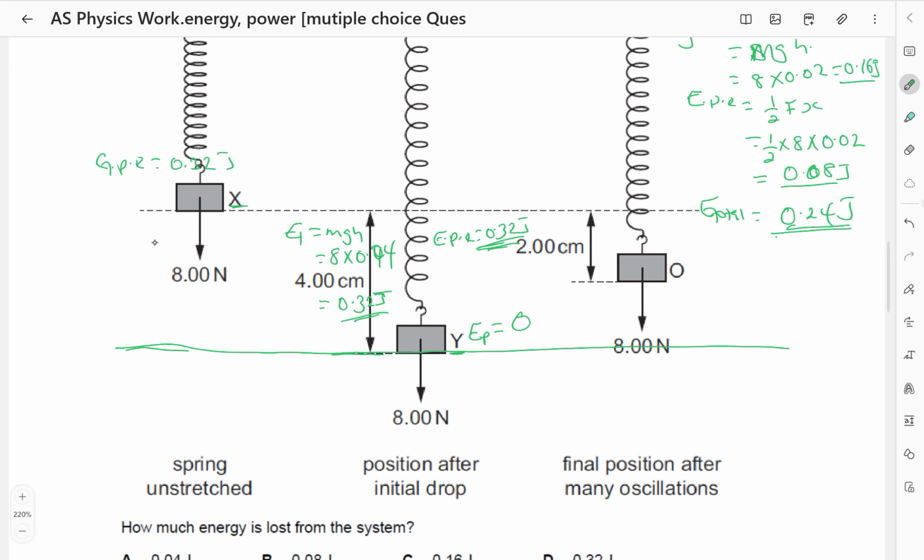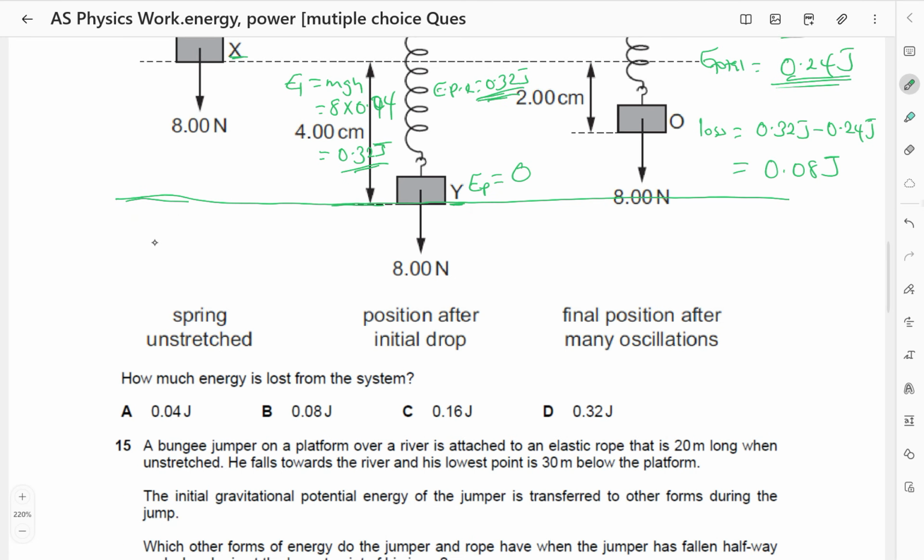So now we want the loss. The loss is very simple. It is 0.32 joules minus 0.24 joules, which gives us 0.08 joules. So our answer is going to be B. That question is quite technical, but the answer is B.